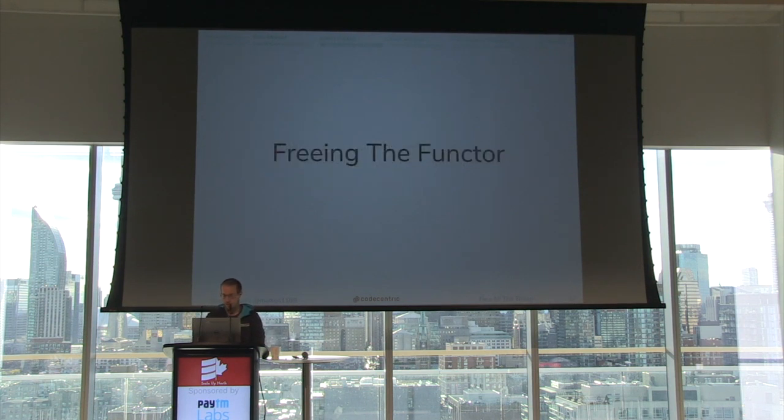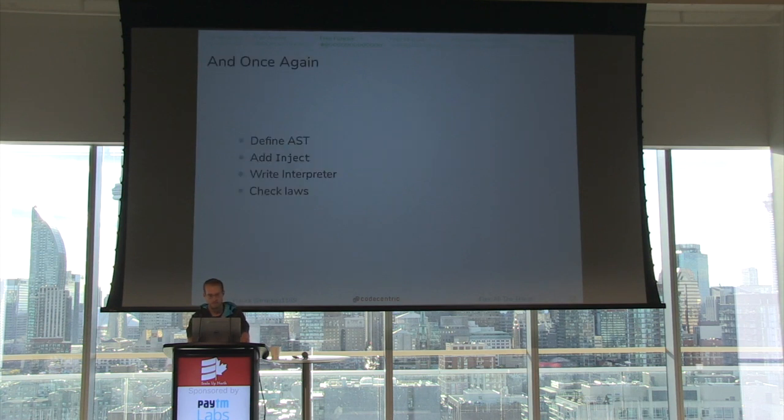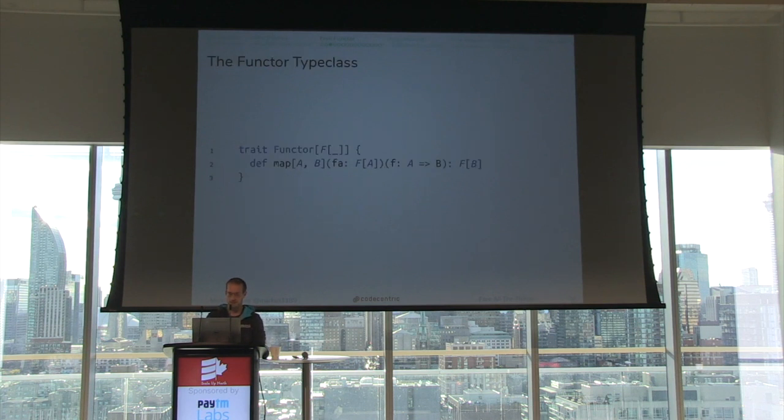Okay, so after freeing the monad, what else could we free? How about the functor? Our recipe is just the same again. We define an AST for all of the operations, add our inject case, write the interpreter, and then we check the laws. So here's the type class. We have the functor type class that just has a higher kinded type constructor, and a function map that, given a functorial value and a function, will just apply this function to the value.